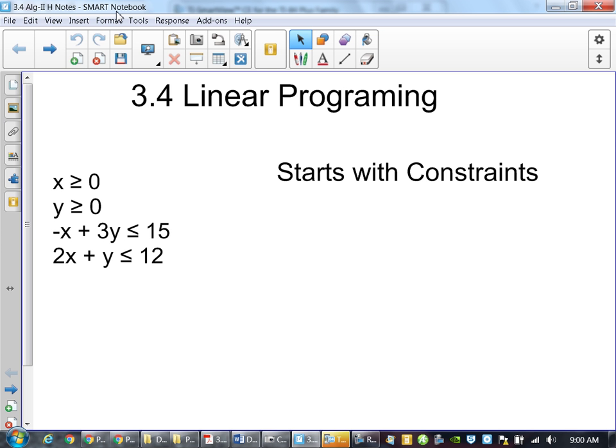So what we do with this section called linear programming is we use what are called constraints. Constraints are what you're bounded by. So in this case, you're going to be bounded by specific inequalities. Sometimes you'll have 3 of them, 4 of them, 5 of them.